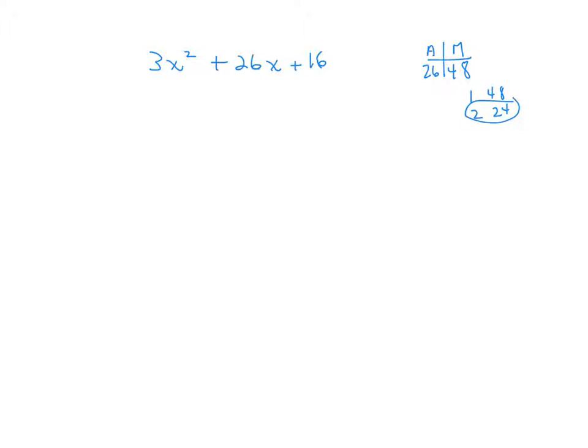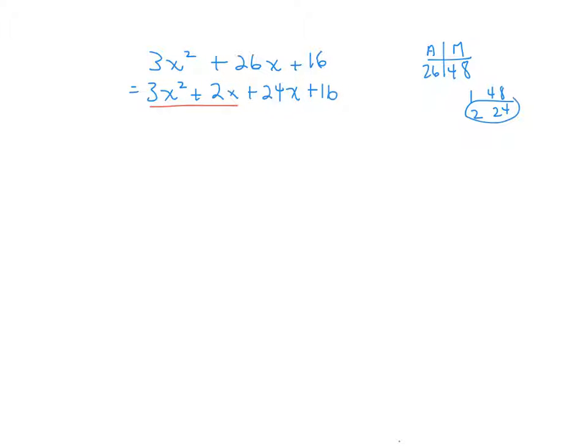Okay, so in terms of finding my two numbers, I started with 1 times 48, they add to 49, so then I went to 2 times 24, and right away they add to 26, so then I would break down or decompose that plus 26x into a plus 2x and a plus 24x, and then a plus 16, and then we're going to pair these up for a common factor.